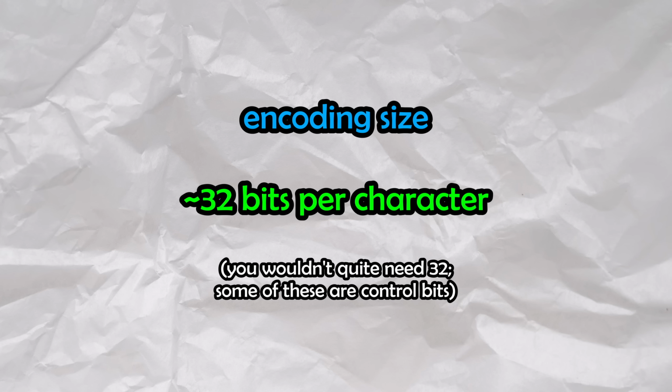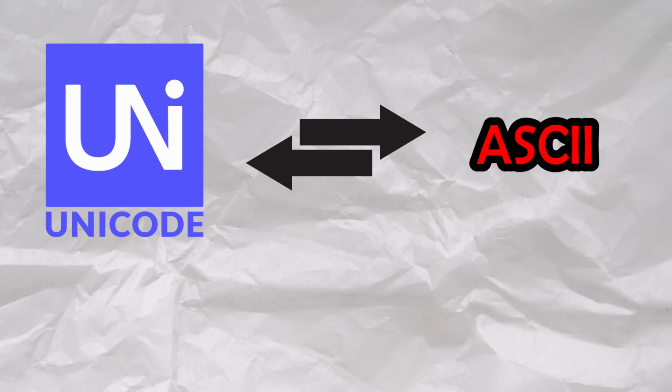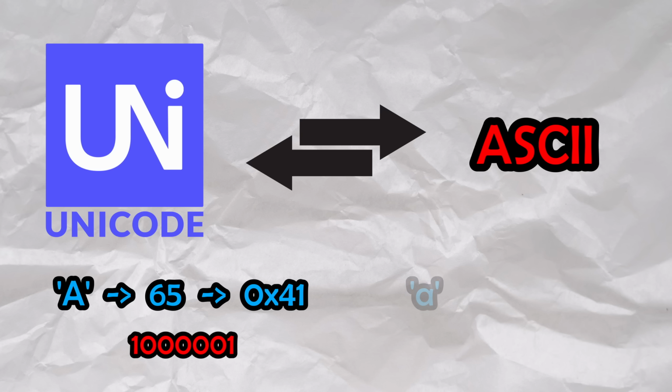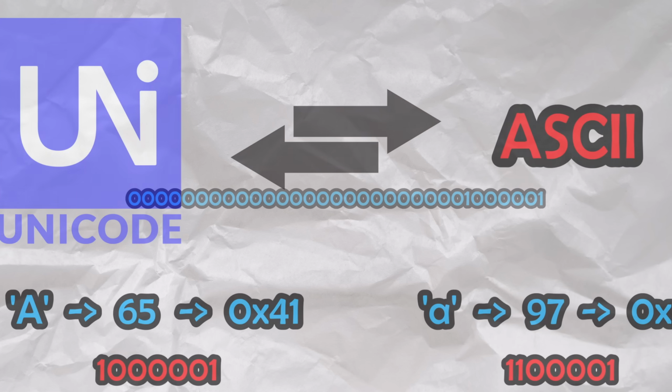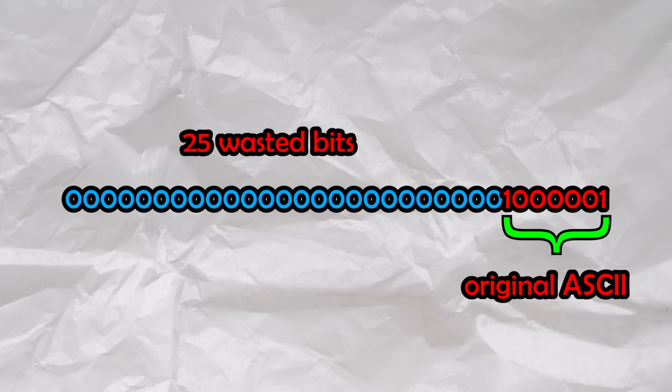Something else to mention is that Unicode was intended to be fully backwards compatible with ASCII, meaning that a capital A is still represented as a 65 and a lowercase a is still represented as a 97. This means that you would have a heartbreaking amount of leading zeros before any English character. Suddenly, every single English language text file takes up 4 times the amount of space on your disk, and every single English language website now takes 4 times as long to load.